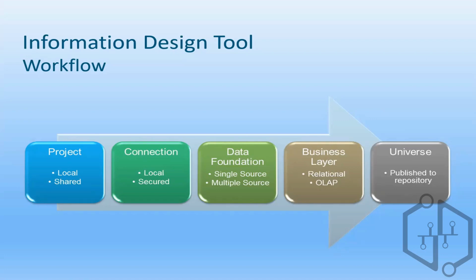Once the universe is published to the repository, we can consume that in Web Intelligence as a source. The source of Web Intelligence can be anything, like it can be an Excel file, or it can be a universe, it can be SAP HANA. But here we will focus more on universe, because universe is also created in Business Objects. So we will mostly focus on the universe part. Once we publish it to the repository, we can consume it for our reporting purpose.